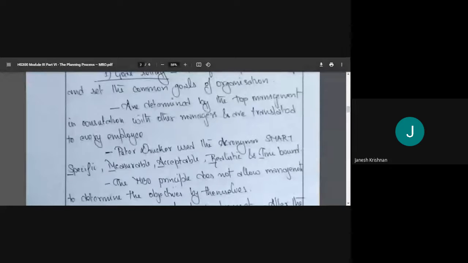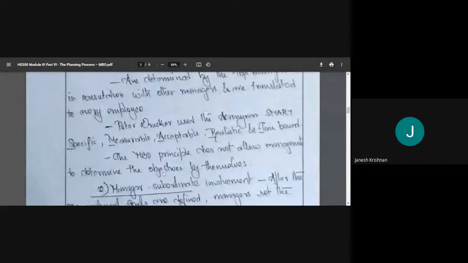Okay. So in the MBO principle, management cannot determine the objective by themselves, as we said earlier itself. Okay. If the management says we need to produce 1,000 pens, it should be done in consultation with the other managers.